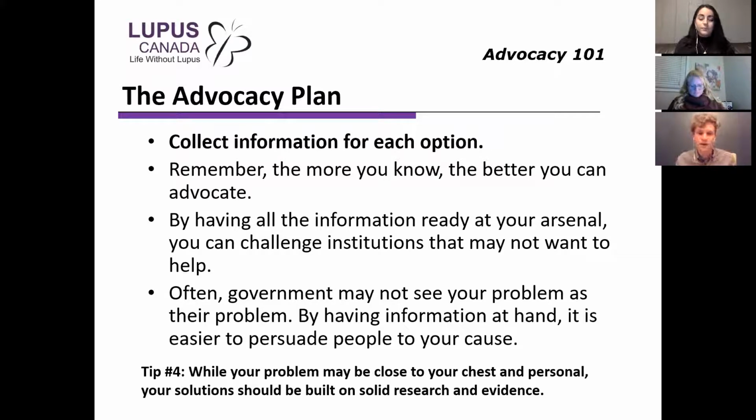So tip number 4 here, while your problem may be close to your chest and personal, as it often is, your solution should be built on solid research and evidence. And you want to make that personal, emotional appeal, because your issue probably is personal, and that's the best way of getting buy-in from individuals. But your solutions should be built on research and evidence.